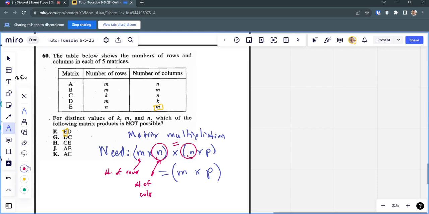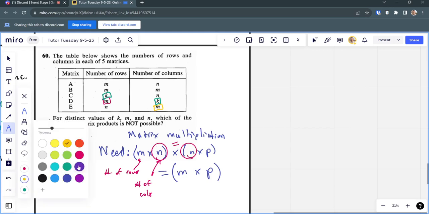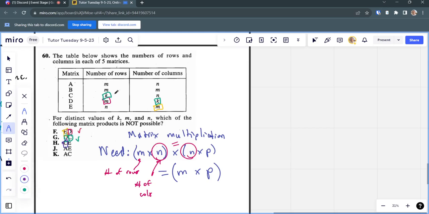Matrix E has m columns. Matrix D has m rows. So this one works. Matrix D has k columns, and matrix C has k rows. So that one works. Matrix C has n columns. Matrix E has n rows. So that is good.